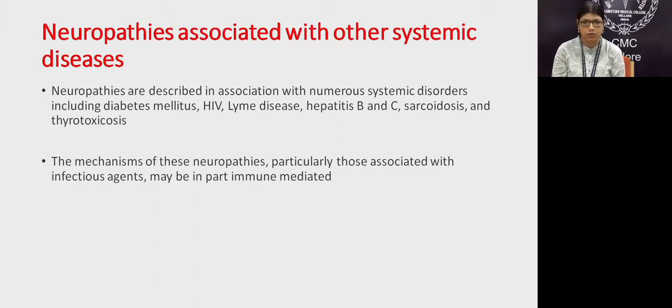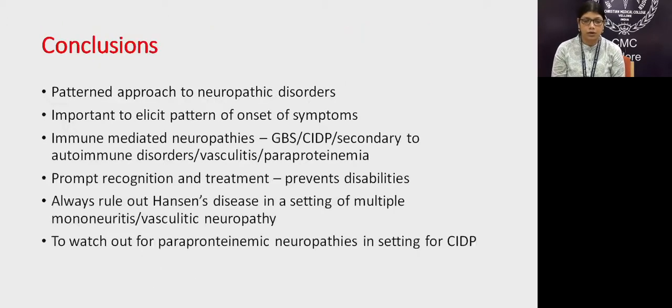Based on different disorders. So, in conclusion, we need to understand that we have to look at neuropathic disorders in a patterned approach. Please remember those 10 patterns. And it is important to elicit how the pattern started, at the onset of the disease. The immune mediated neuropathies, GBS and CIDP, we cannot miss.